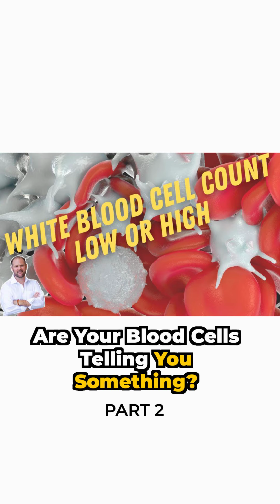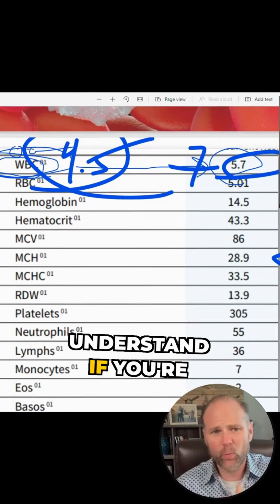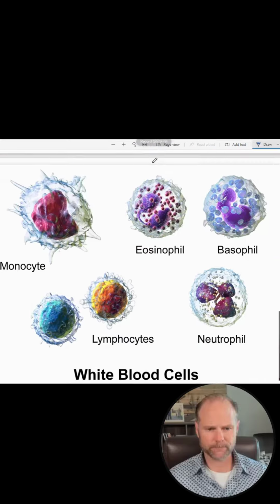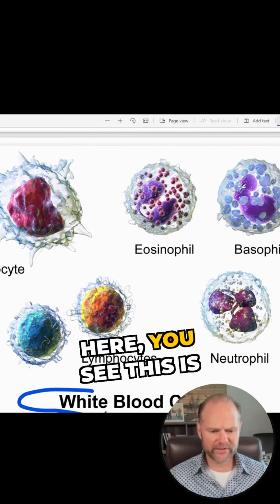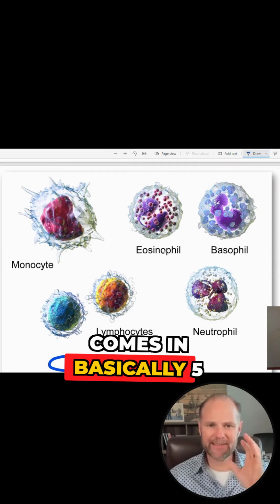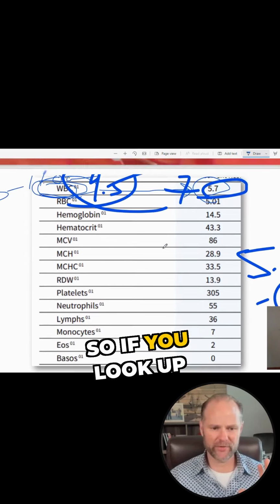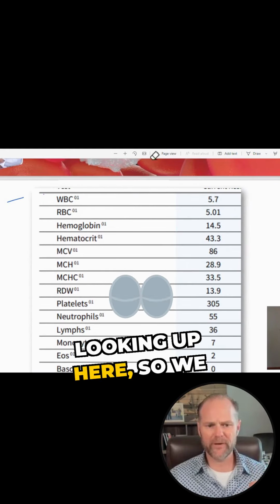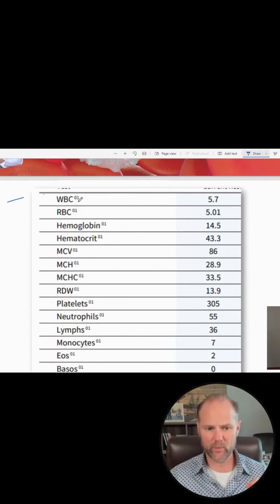Now, I'll be going over this in a bit so you'll understand if you're balanced or if you're not balanced. So here you have down here, you see this is the white blood cell count, and the white blood cell count comes in basically 5 different categories. So if you look up here again, we have the white blood cell count, which is right here.